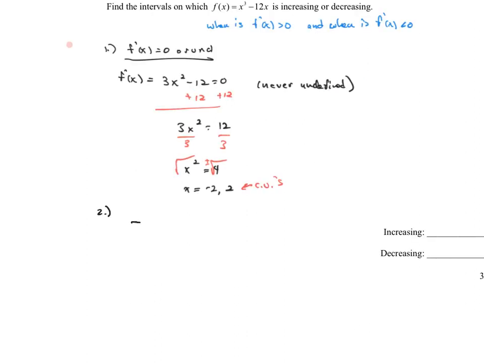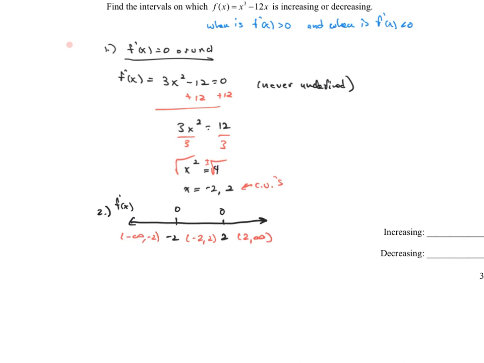So next, step 2 is creating a number line, and we're going to mark those CVs, critical values, on that number line. On that number line, we know that the derivative at both of those points was 0, and we want to consider the remaining intervals. The first interval we need to consider is -infinity to -2. The second interval is -2 to 2, and the last interval would be 2 to infinity.